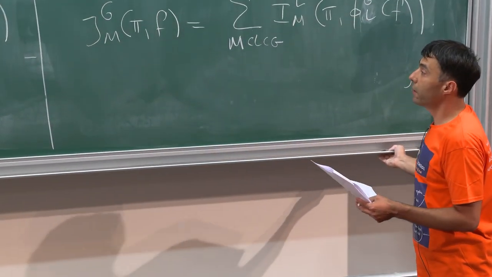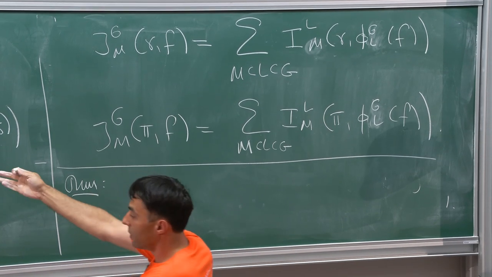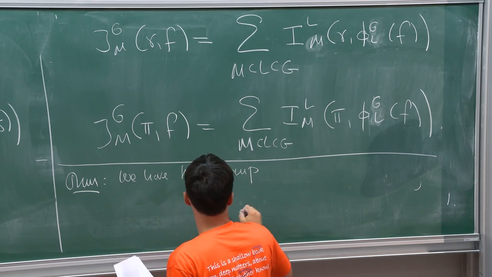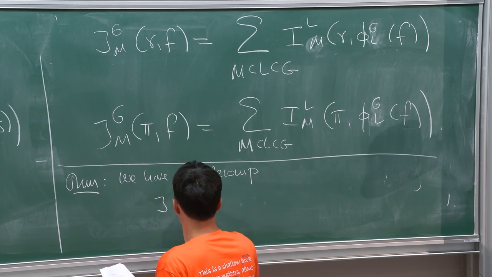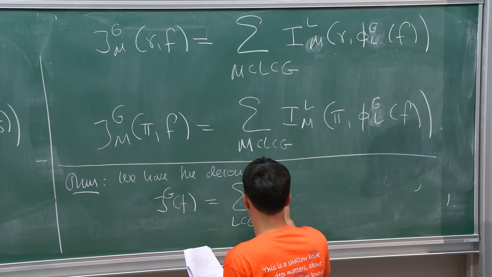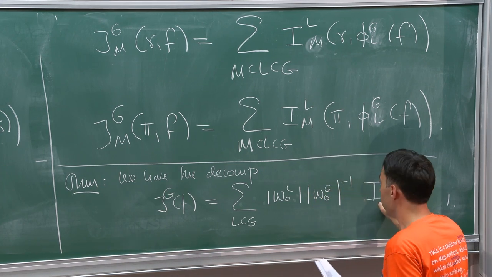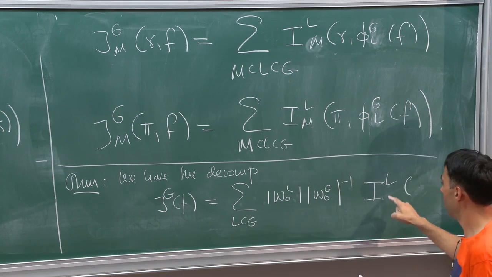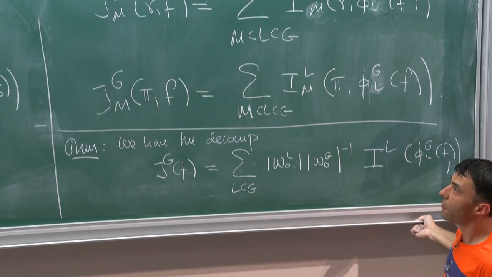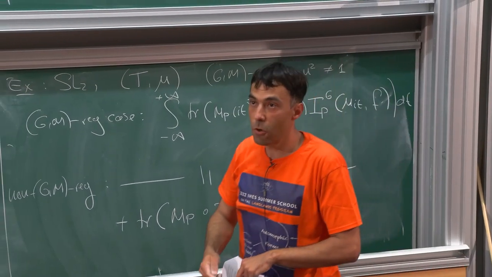And then we're basically done with the invariant trace formula because now we have the following theorem, which kind of suggests itself: we have the decomposition of the non-invariant trace formula for G into a sum over Levis of, well, the same normalizing factor that I keep writing every time, and then an invariant distribution on L. And what is this invariant distribution? This invariant distribution is what you get by replacing in the geometric and spectral expansions all the J's by the I's.